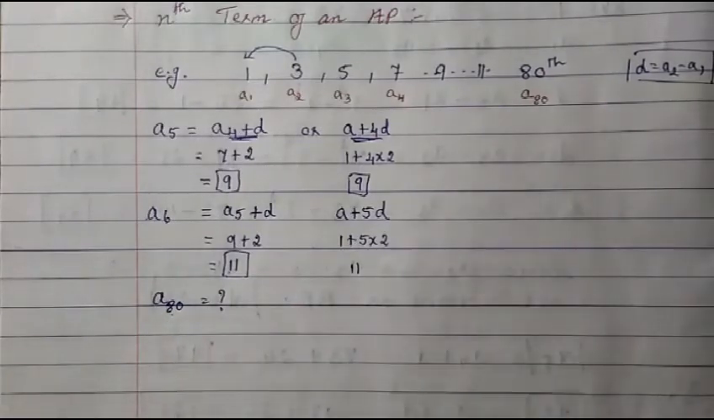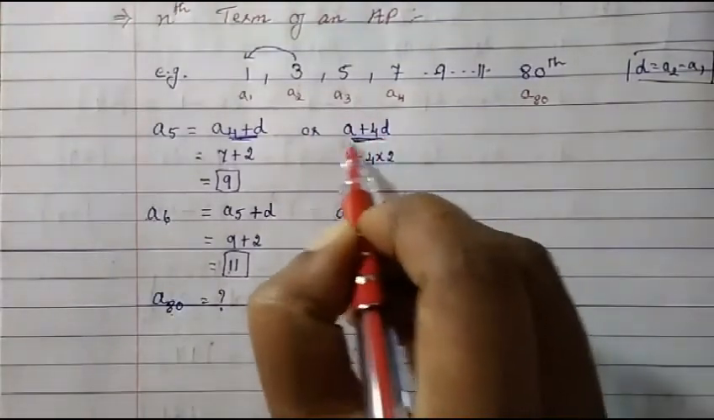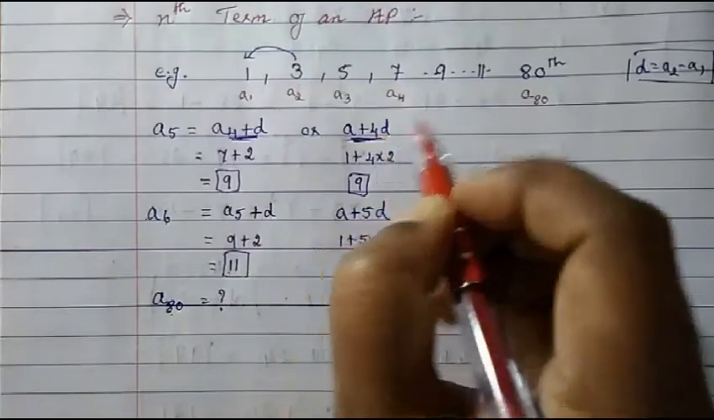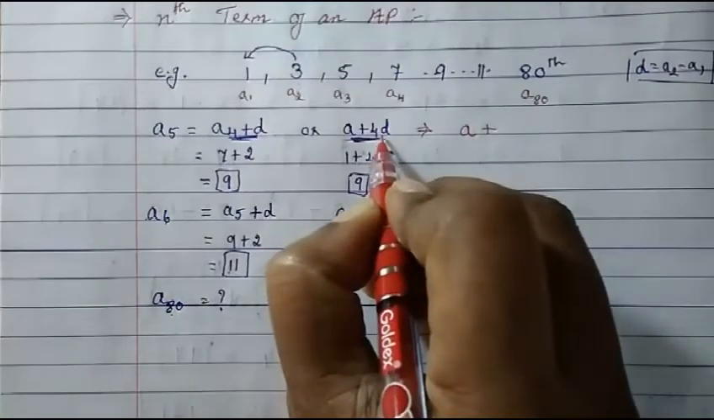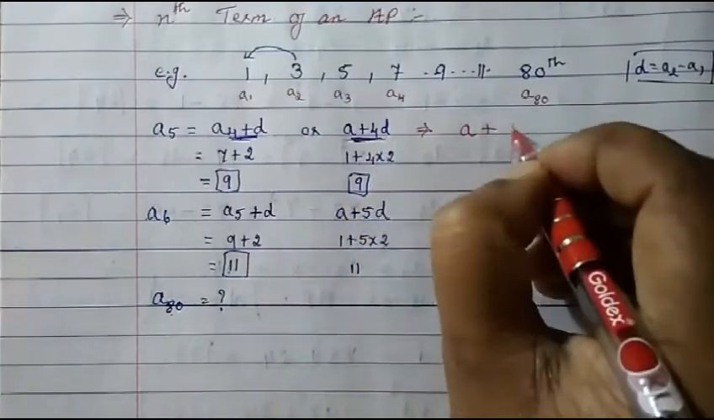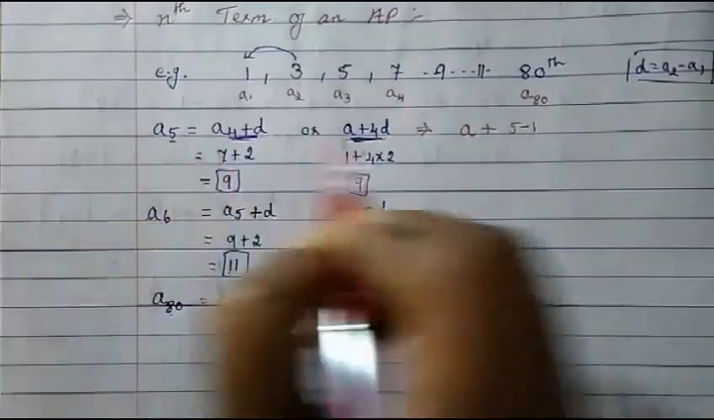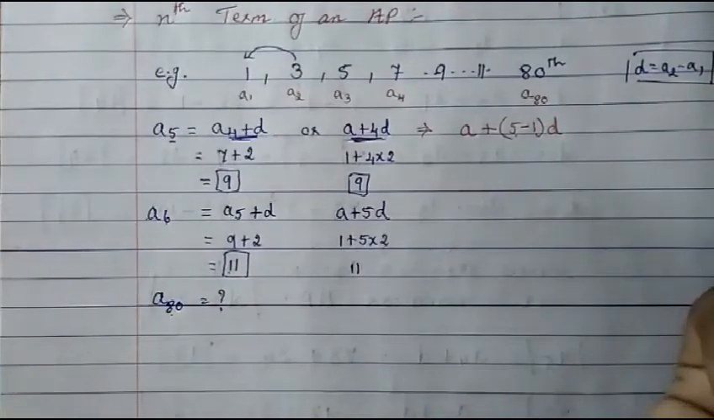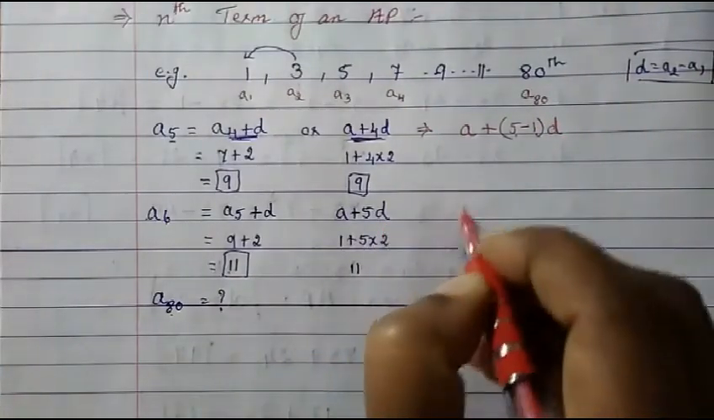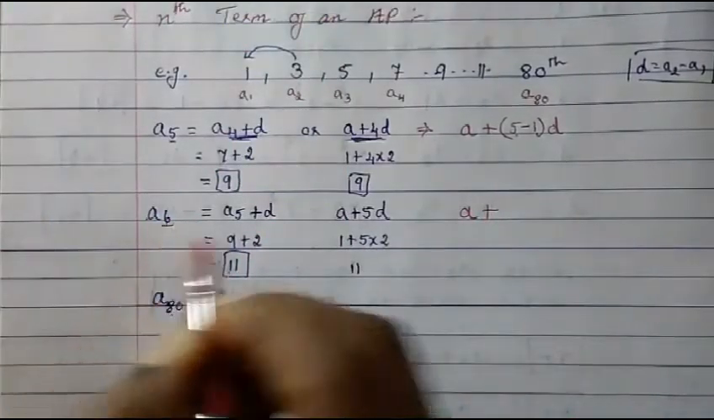For that only, we are going to derive the formula here. From here only we will derive the formula. This A plus 4D, you know it. The same thing can we write down as A plus, instead of 4D, can we write 5 minus 1? It will give us 4 only. So the fifth term, we'll write 5 minus 1 D. In the same way, this also can we write down as A plus, this is the sixth term, right?